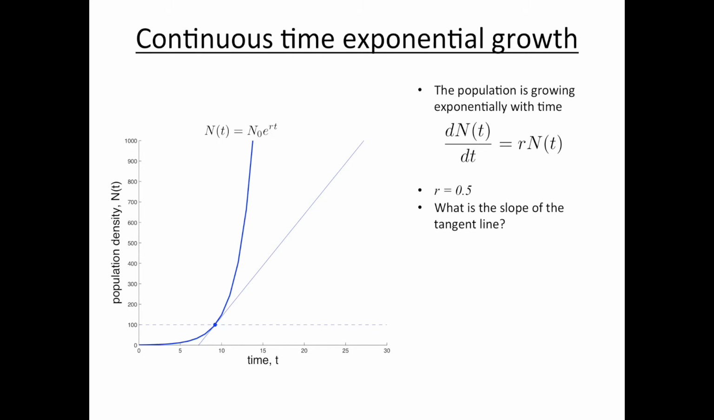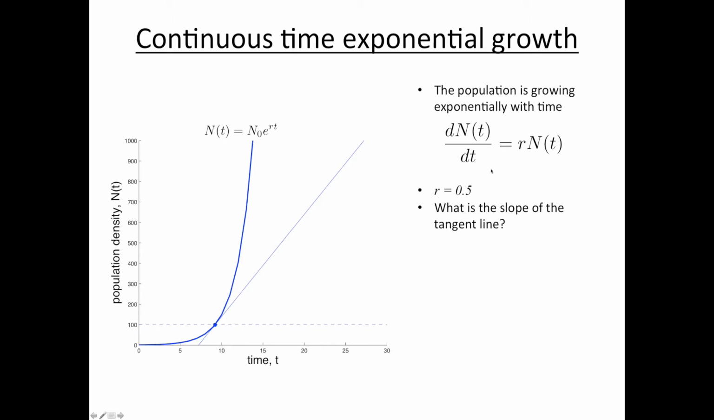Just to check your understanding now, we have this expression that tells you what the population size is at any point in time, if you just know the initial population size and if you know r. So here we start with some really small initial population size, and in this example, I've chosen r to be equal to 0.5.